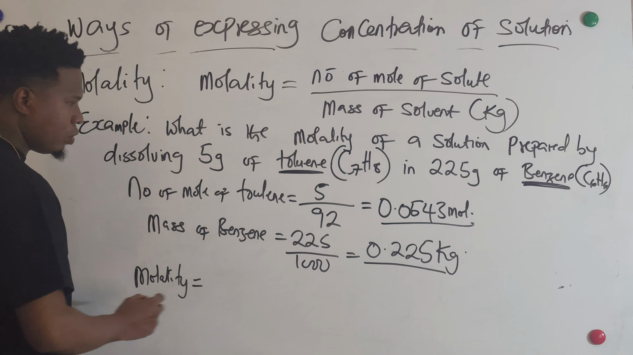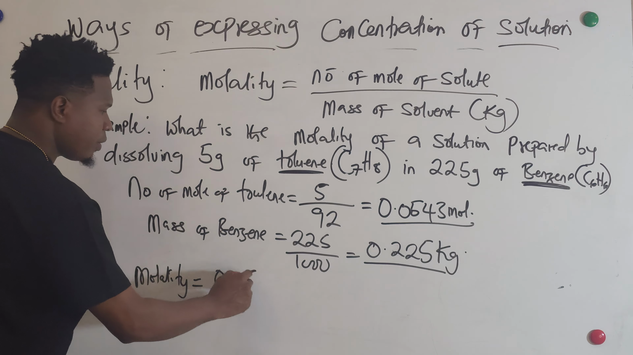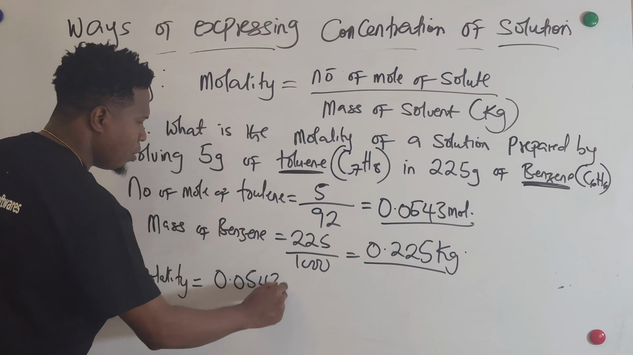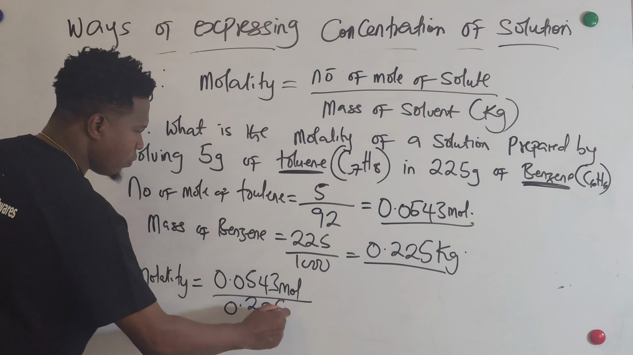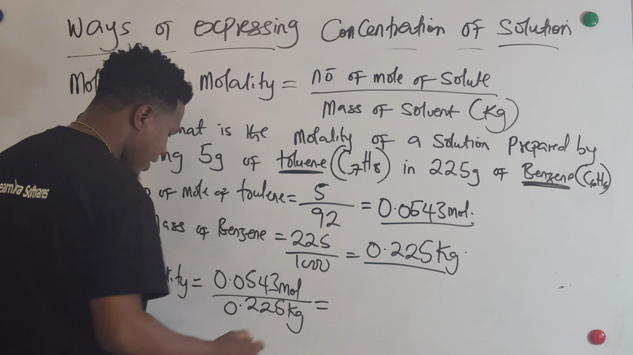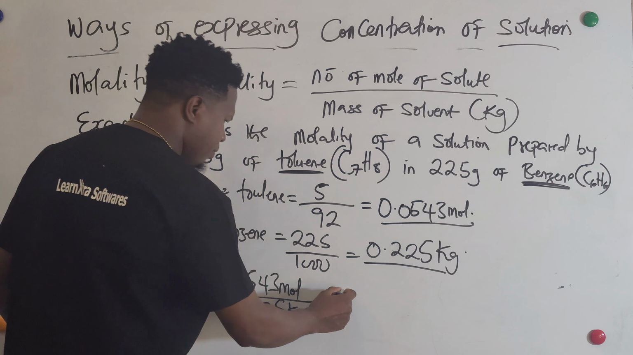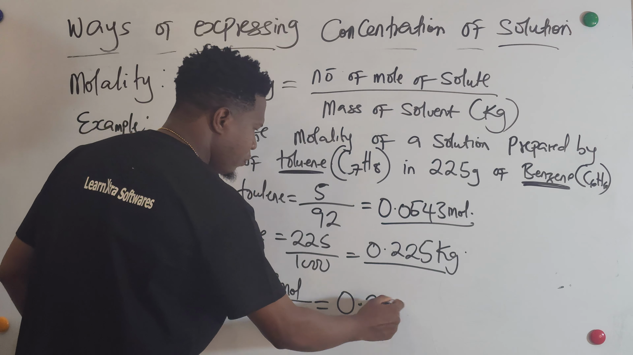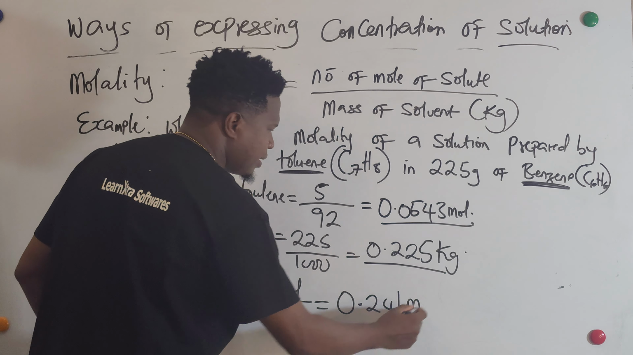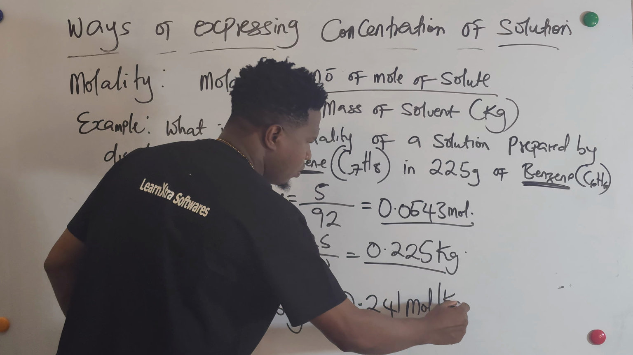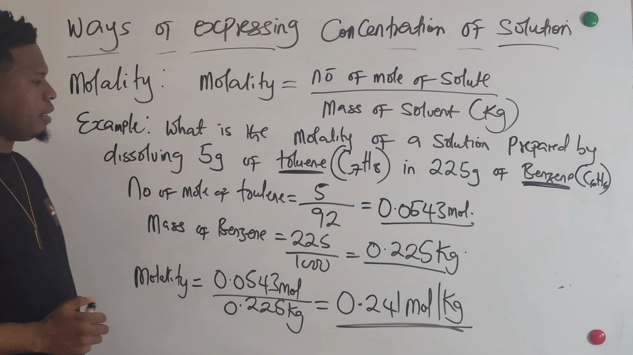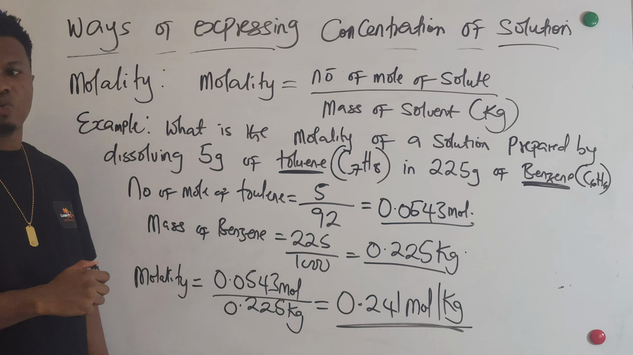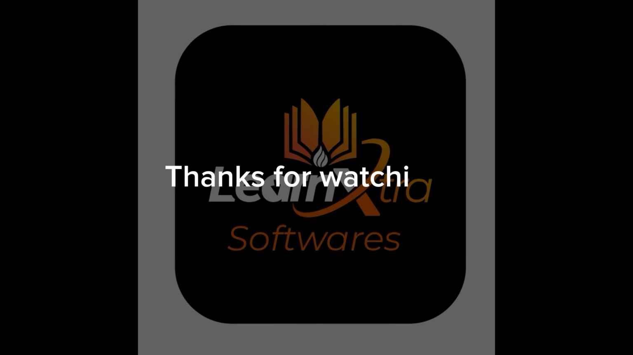So we simply say that molality is equal to 0.0543 mole all over 0.225 kg. When you divide this, the final answer becomes 0.241 molality, mole per kilogram. So we can express concentration in mole per kilogram, and that is the final answer to this question.